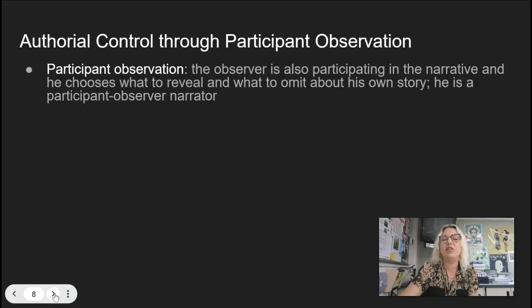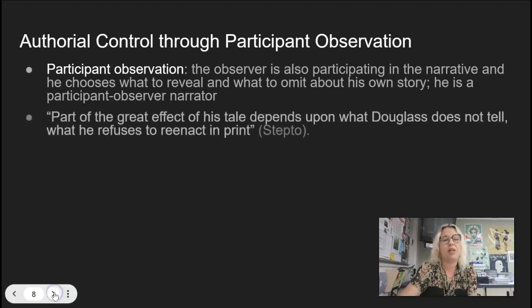This is where the observer is also participating in the narrative, and he chooses what to reveal and what not to reveal, what to omit about his own story. He is a participant, observer, narrator. This shows his authorial control because he decides what he's going to tell us as readers. And Stepto makes this argument in his text: "Part of the great effect of his tale depends on what Douglass does not tell, what he refuses to reenact in print."